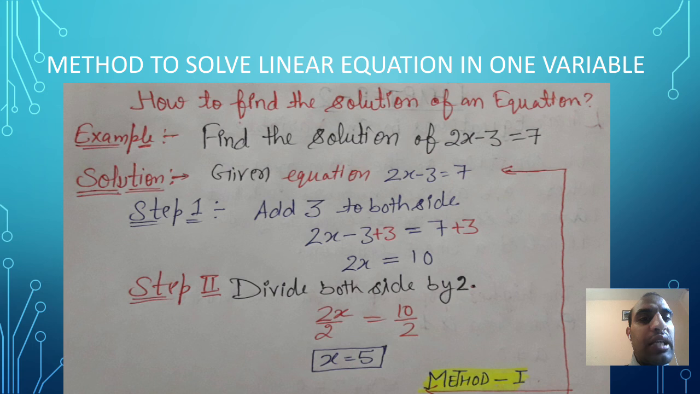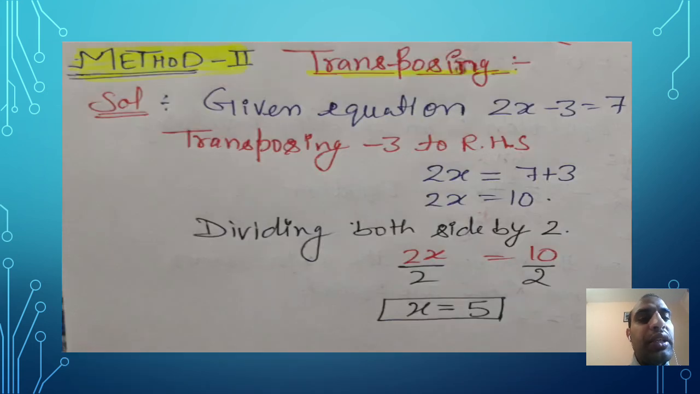So let's take the second method of the same question, how to solve by the second. We have a second method to solve the same, that is transposing. In this method we are shifting one term from the right hand side to the left hand side, and some change of sign occurs there. So let's see. Once again I am taking the same equation, 2x minus 3 equals 7. First is transposing minus 3 to the right hand side.